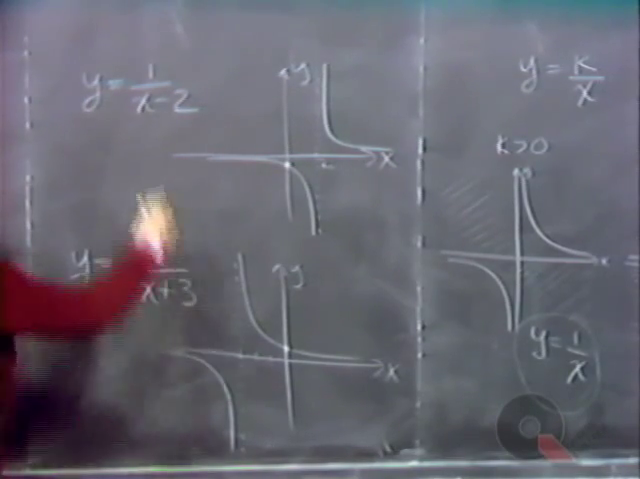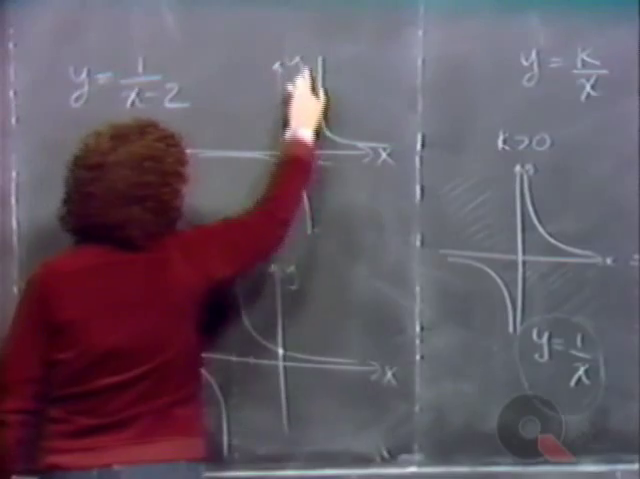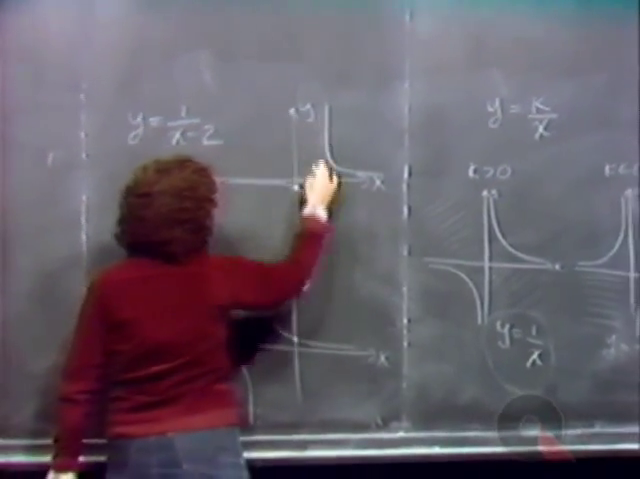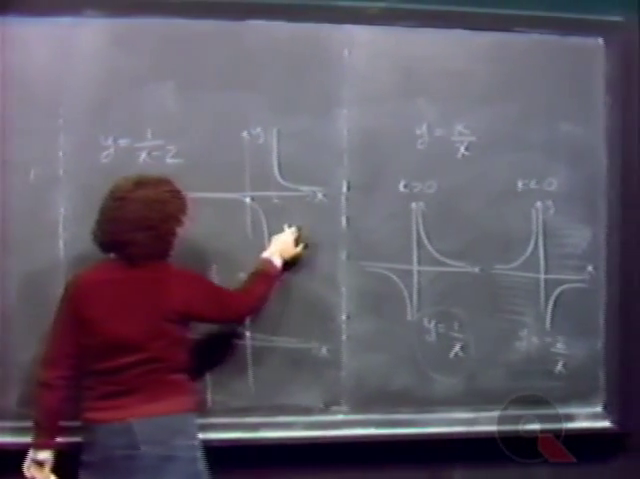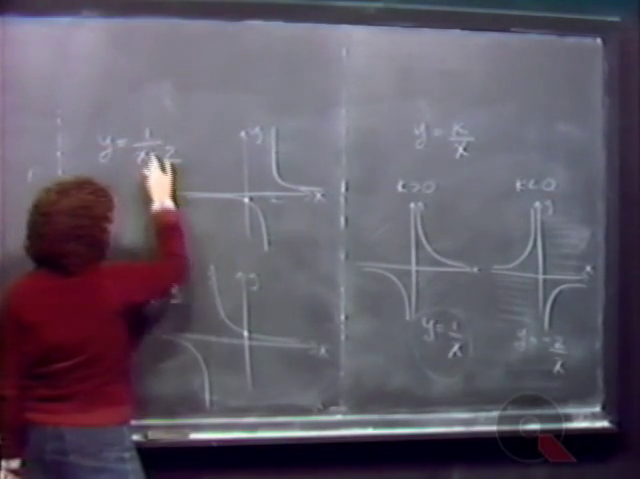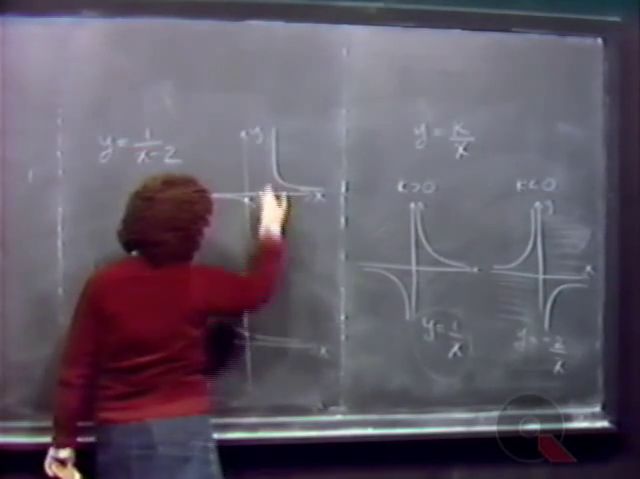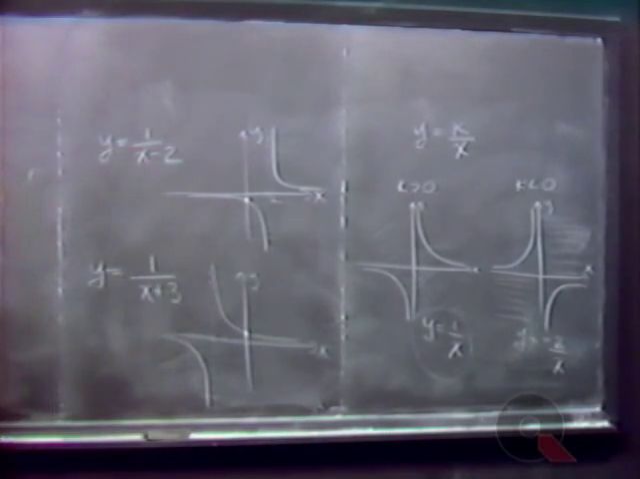Of course, if this had been a minus 1 over x minus 2, I would have drawn it in the upper left and in the lower right portions of this new coordinate system. The minus 1 would have put the emphasis on the second and the fourth quadrants, that is, of the new coordinate system here.